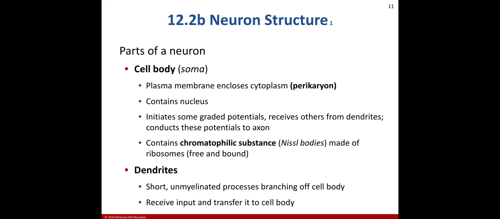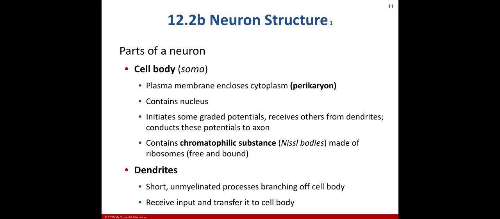It's able to initiate graded potentials, or basically receive signaling from dendrites in order to create potentials to the axon. And we'll see what all of that means. It sounds very confusing now, but basically, like we said before, it's able to conduct and send a signal. The soma also has what we call a chromatophilic substance, also called Nissl bodies, made of ribosomes. So our neuron has ribosomes.